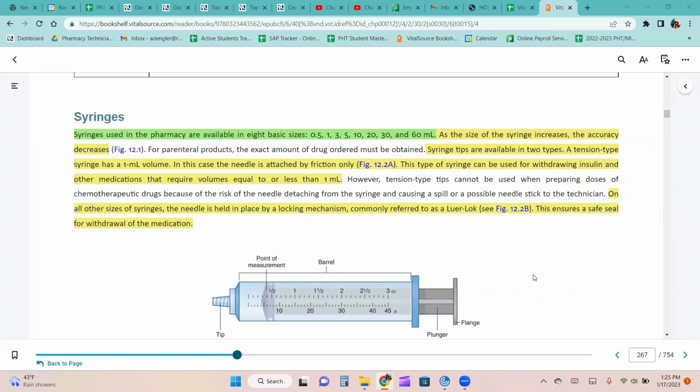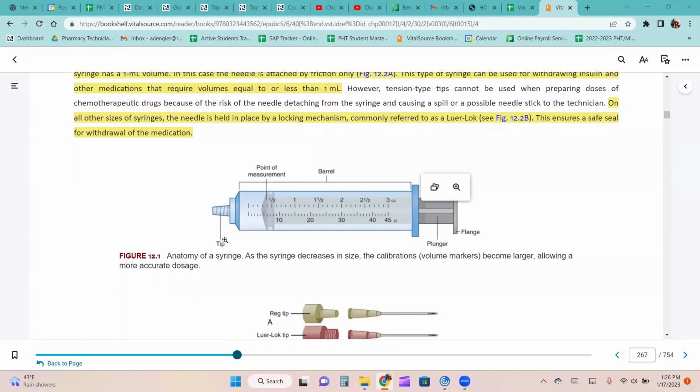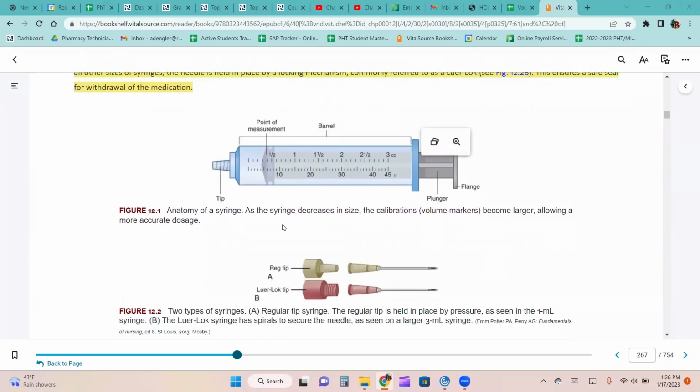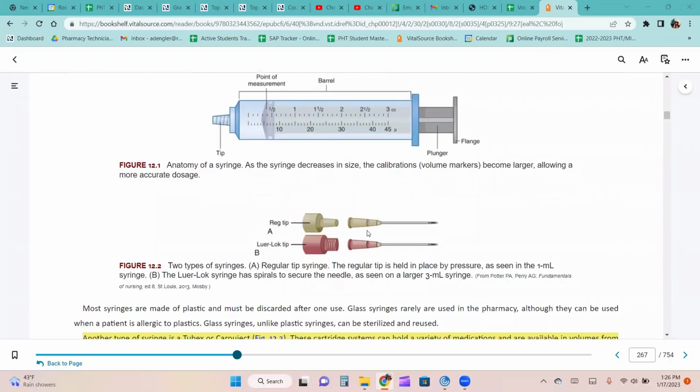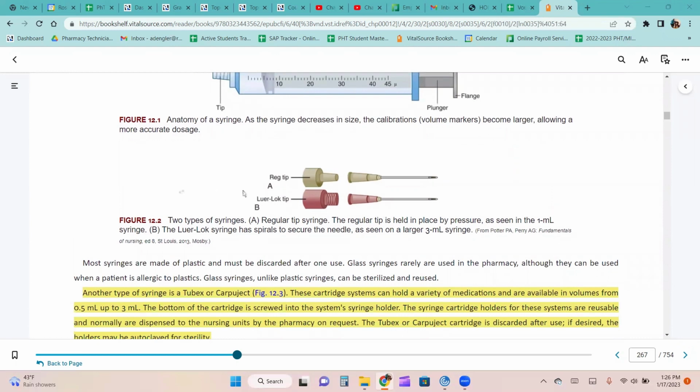However, these tension type tips cannot be used when preparing doses of chemotherapeutic drugs because of the risk of the needle detaching from the syringe and causing a spill or possible needle stick to the technician. On all other sizes of syringes, the needle is held in place by a locking mechanism commonly referred to as a Luer lock. This ensures a safe seal for withdrawal of the medication. So let's see the anatomy of a syringe and the anatomy of the needles.